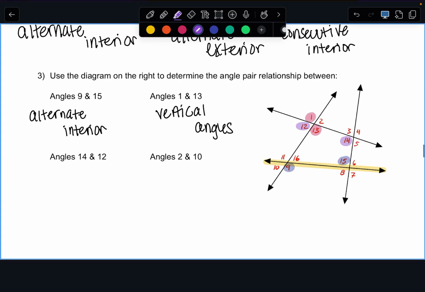14 and 12. I would first ask inside or outside, and this one's weird because 14's on the inside and 12's on the outside. But then you kind of ask yourself, are they in the same spot? 14 would be, depends on how you look at it, but bottom left essentially. 12 is bottom left, so they're in the same spot. We would call them corresponding angles. And for that one, your transversal was this line right here.